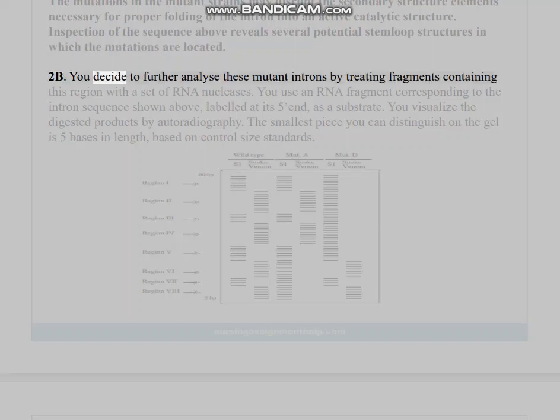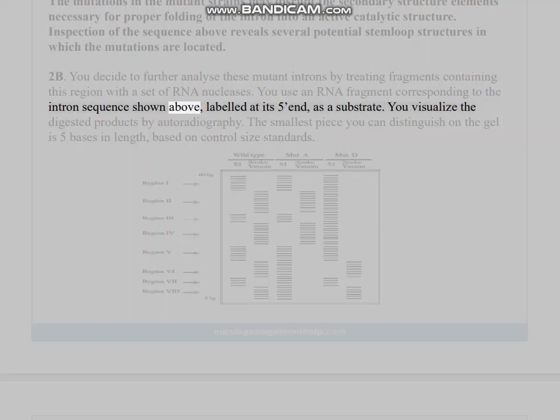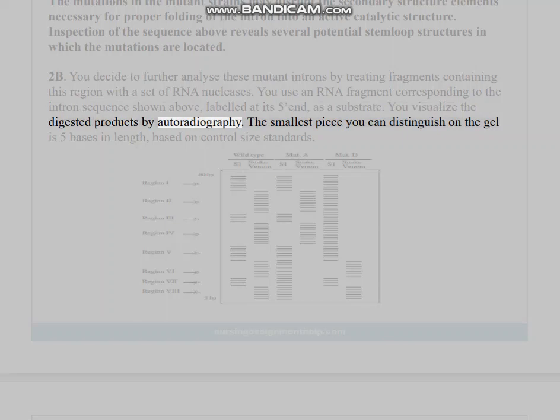2b. You decide to further analyze these mutant introns by treating fragments containing this region with a set of RNA nucleases. You use an RNA fragment corresponding to the intron sequence shown above, labeled at its 5-prime end, as a substrate. You visualize the digested products by autoradiography. The smallest piece you can distinguish on the gel is 5 bases in length, based on control size standards.